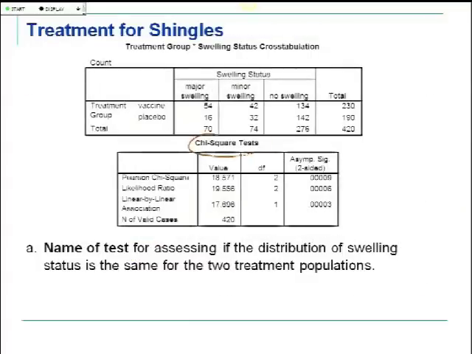Well, you do have a clue right there that it's a chi-square test that you'll be doing. There are three chi-square tests that we are learning: goodness of fit, homogeneity, and the test of independence. Take a look at the statement in Part A, and it should tell you what kind of test you'd like to perform here. You want to assess if the distribution of your response, swelling status, is the same for your two treatment populations. So we're asking you to do what test? It falls under what we just summarized. It is the chi-squared test of homogeneity.